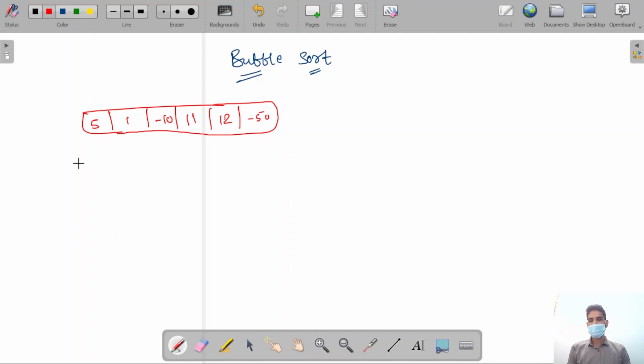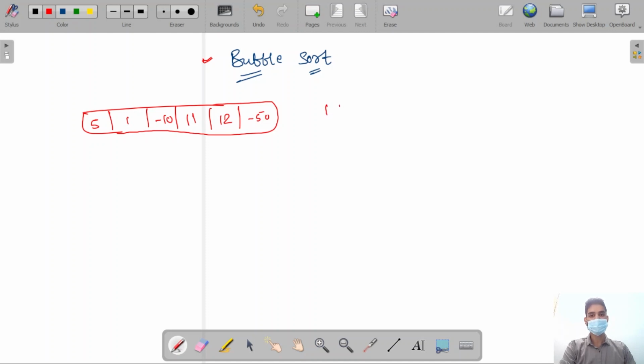This is an array, and we have to sort it using bubble sort. Just remember one thing: at each and every iteration, bubble sort helps the maximum number reach its correct index. Understood? Let me explain it briefly.